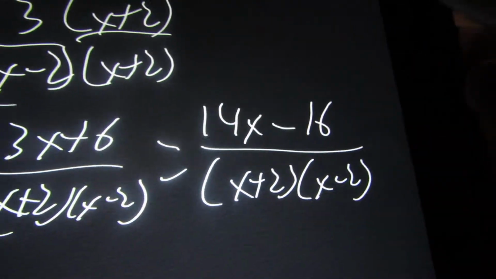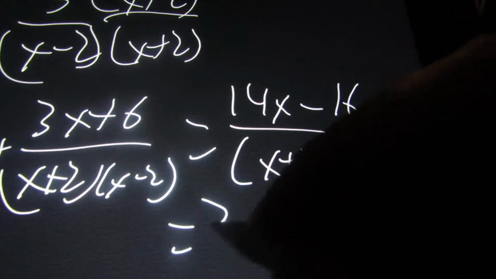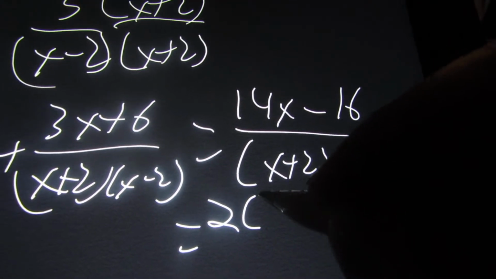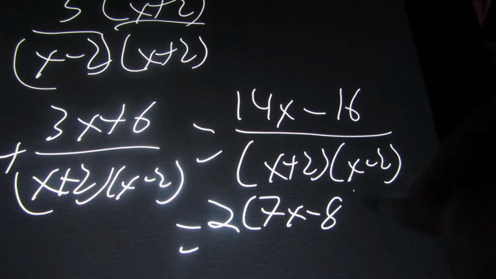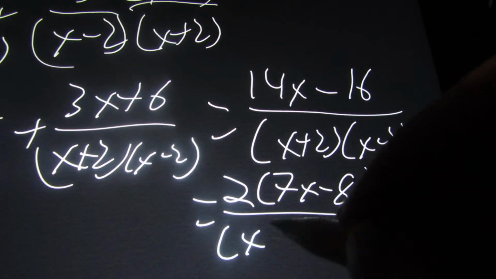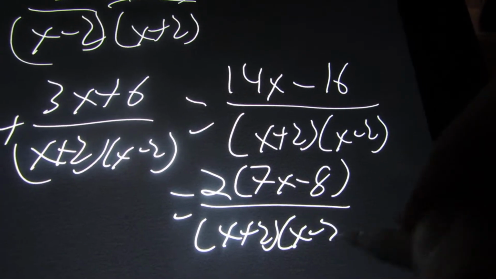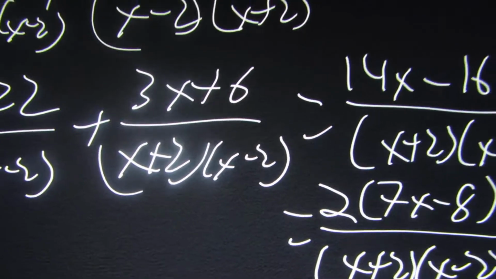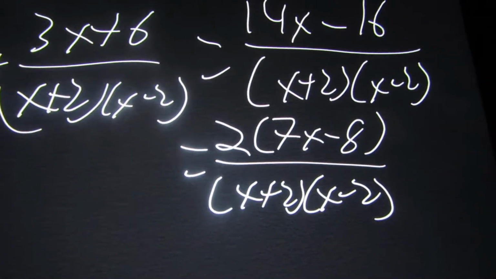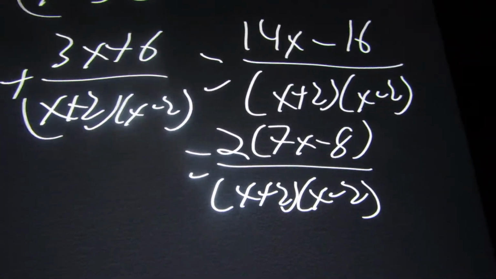We can factor out a 2 from the numerator, and we'll have 7x minus 8, and it's all over x plus 2, x minus 2. And again, leave everything factored. Don't do FOIL on these. And the reason you don't do FOIL is because you might be able to simplify.